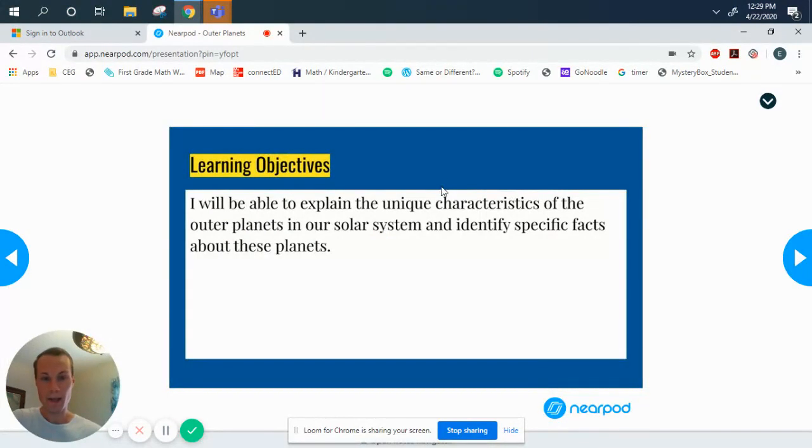Our objective for today, you're going to be able to explain the unique characteristics of the outer planets in our solar system and identify specific facts about these planets. So you'll be able to tell me what all the outer planets have in common, as well as name some interesting facts about the outer planets.